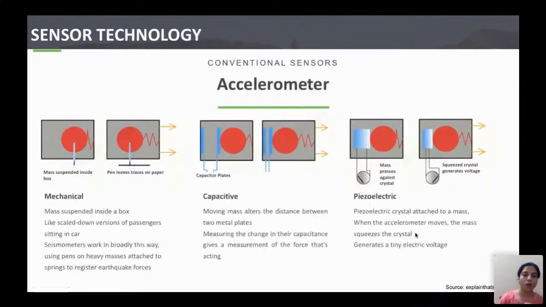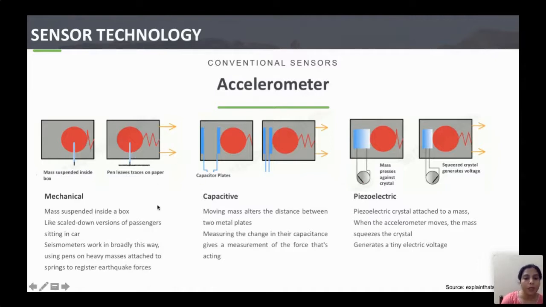Based upon this philosophy, there are 3 different types of accelerometers: mechanical, capacitive, and piezoelectric accelerometers. All of them have a housing in which there is a small proof mass and a small spring, and the mass is attached to the housing using a spring. In the mechanical system, there is a pen attached to the proof mass, which will leave traces on the paper when this accelerometer experiences any vibrational force. This was actually used in seismometers for measuring earthquakes.